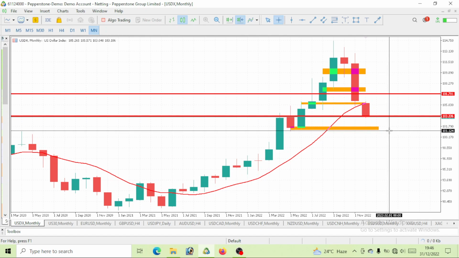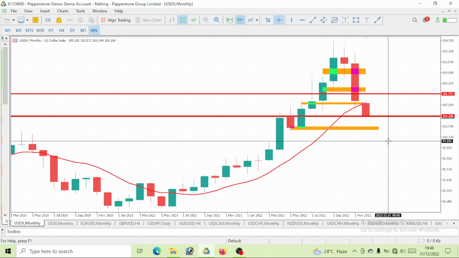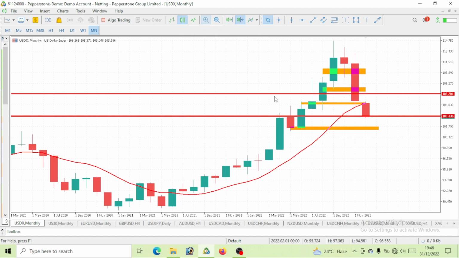So by the time January ends, we should be able to be trading at 100 or below, except there's a good news on our DXY. If not, we'll continue to see that bearish move.